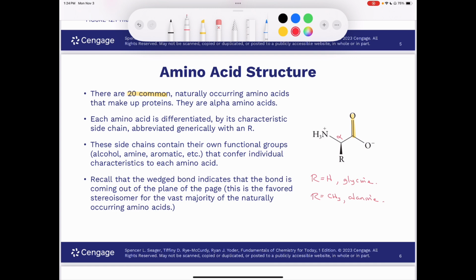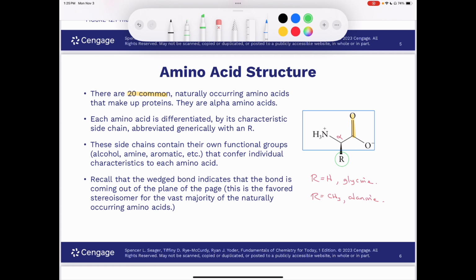But these side chains contain their own functional groups. Sometimes we have alcohols or amines, aromatics, and those are going to confer individual characteristics to each of the amino acids. So when we look at our amino acids in a few minutes, we're going to see that they're all going to have this part in common, essentially, except for proline, which has the ring. But what's going to set them all apart is their R group, right? And you can see that already with the first two examples I've given you. If R is a hydrogen, it's a glycine. If R is a methyl, it's an alanine. And so we're going to look at all the different R groups.